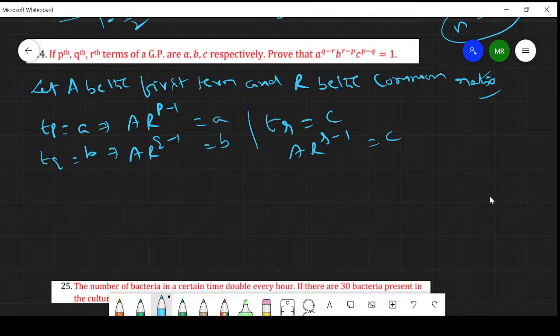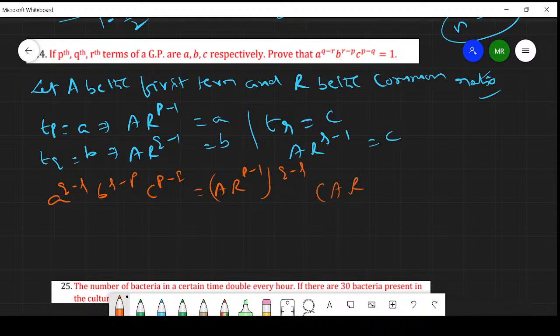Now you take the LHS expression: a power q minus r, b power r minus p, c power p minus q. What is a? I can write A into R power p minus 1, whole power q minus r. Next, b is A into R power q minus 1, to the power r minus p. And c is A into R power r minus 1, to the power p minus q.